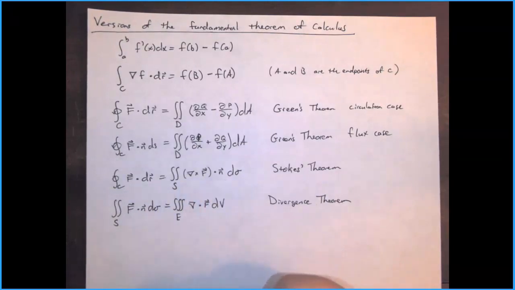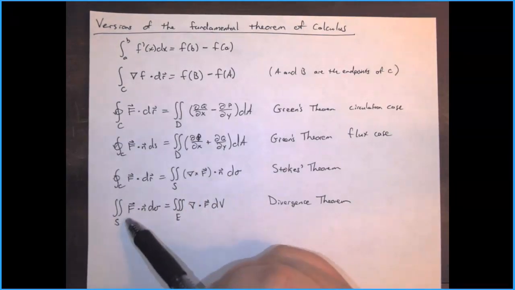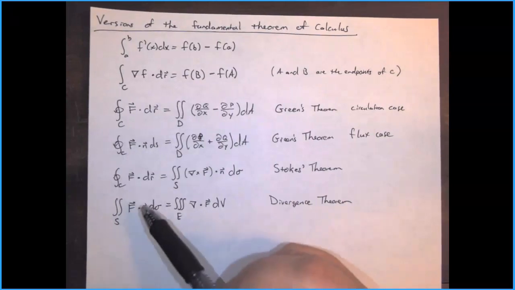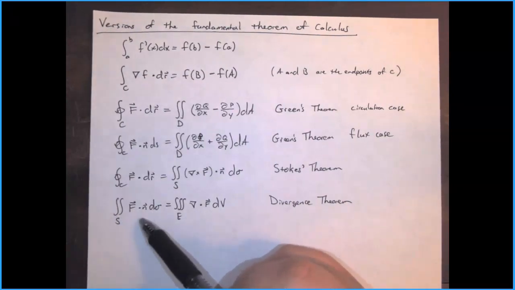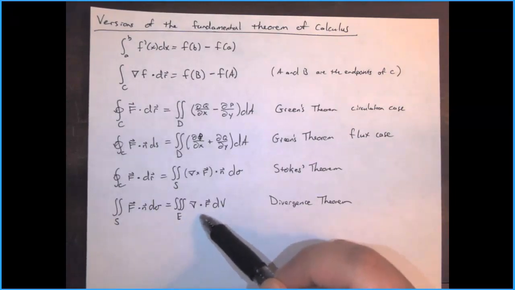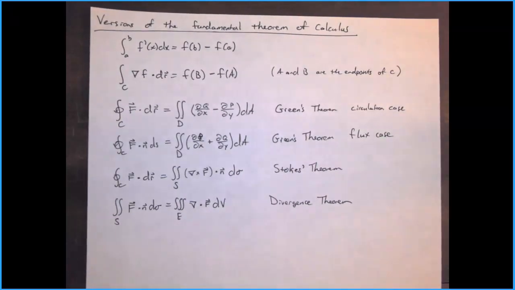And then we had the divergence theorem, which said we needed a closed surface, so some surface that encloses a 3-dimensional region. Then the flux of a vector field across that surface is equal to the triple integral of the divergence inside that region. Okay? And so all of these are some form of the fundamental theorem of calculus.